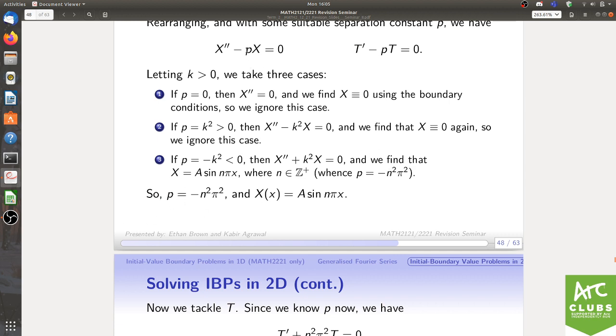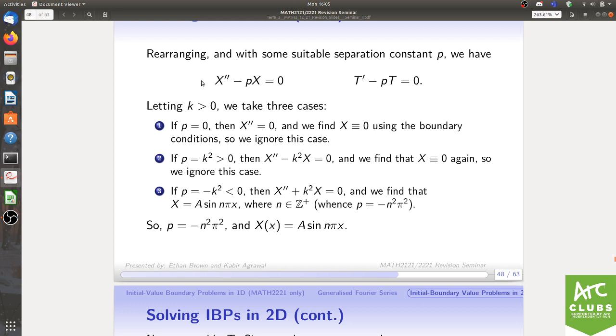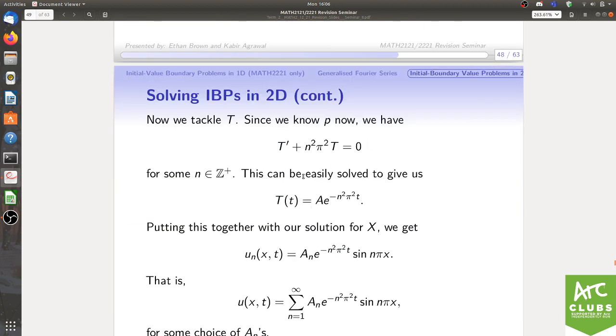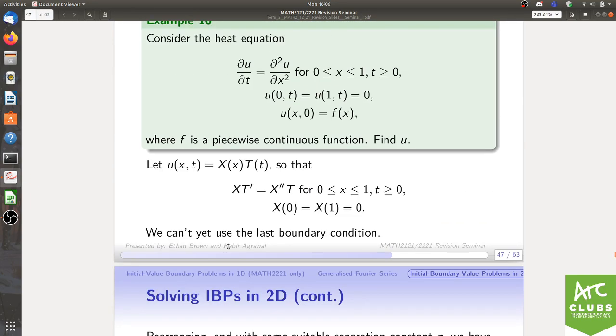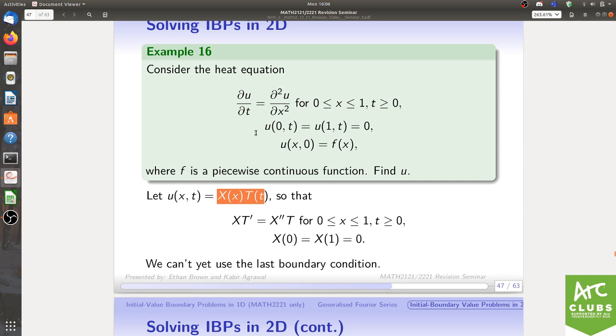Now that we have information about how p behaves, which is negative n squared pi squared, we can essentially just take this value and plug it in to T' minus pT. So we have small x, we now know what capital X is. Now our objective is to find out what capital T is. And now that we know the value of p, we just plug it in, and then we can solve for T in exactly the same way, so that we get T(t) is given by an exponential. Now all this means is that any function of this form satisfies this equation.